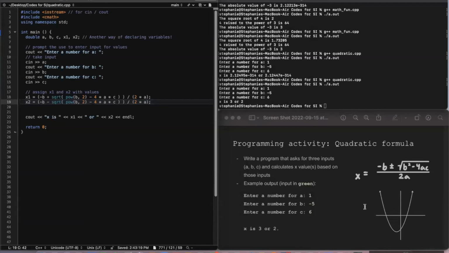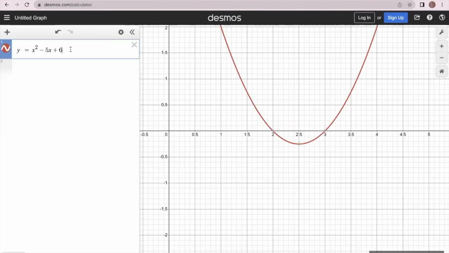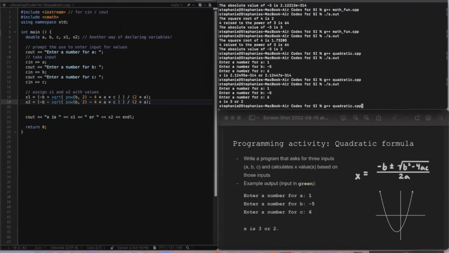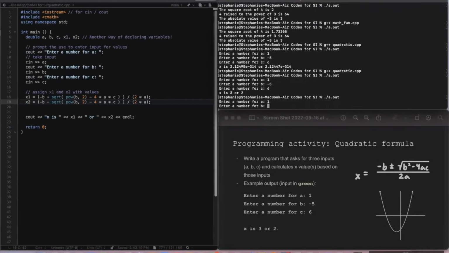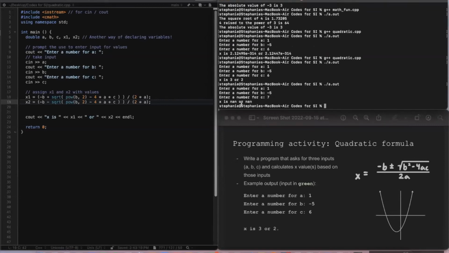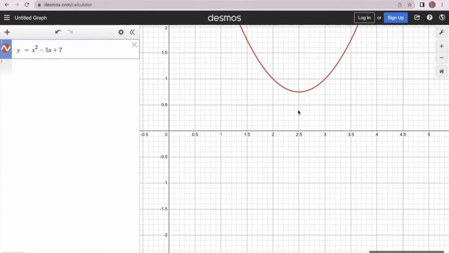It doesn't work if you only input positive numbers. Well, it depends on the equation. Depending on what I do to this equation, look, now I have no zeros. If I input these numbers, it would give me "not a number." Let me run this again. Okay, so I had 1, -5, and 7, and got "not a number." It just means that we're not intercepting the x-axis, so therefore there are no zeros.